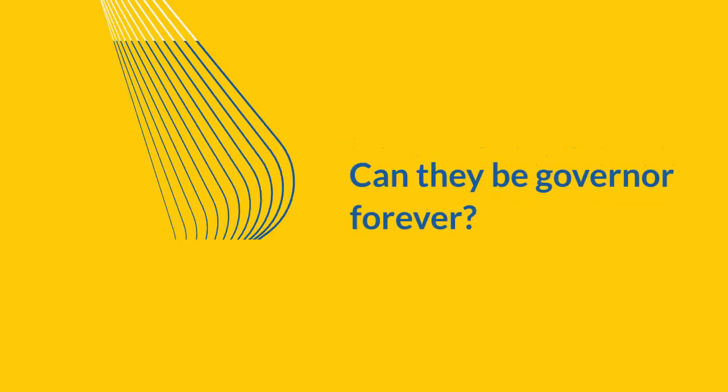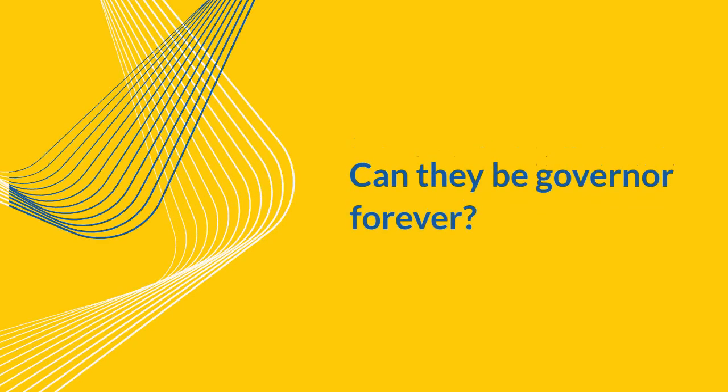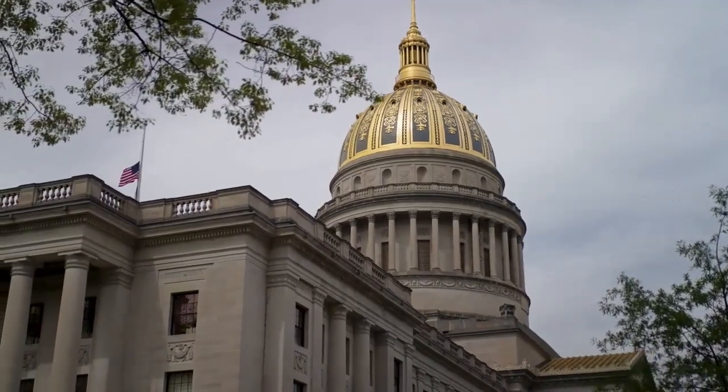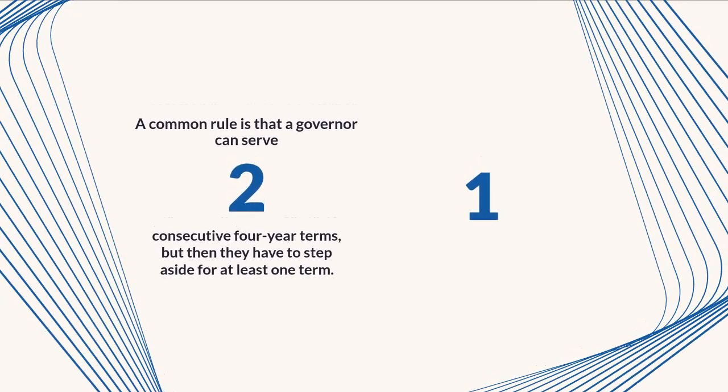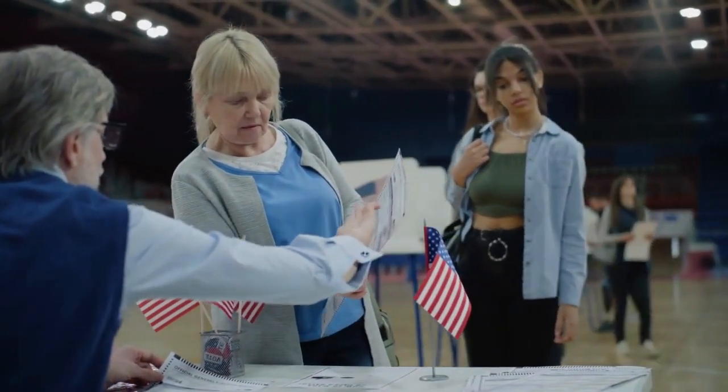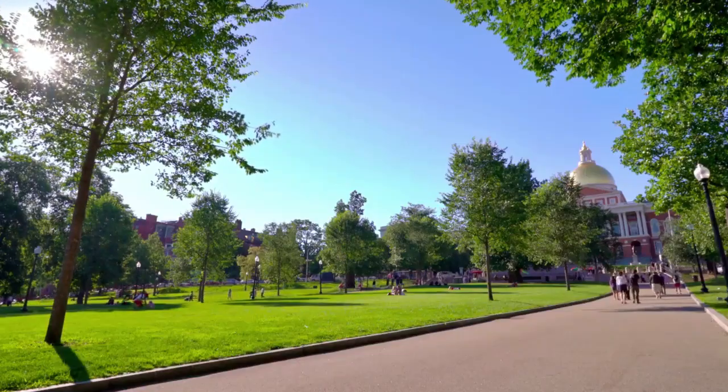But can they be governor forever? Not usually. Most states have term limits. A common rule is that a governor can serve 2 consecutive 4-year terms, but then they have to step aside for at least 1 term. This prevents one person from holding the state's top job for too long and encourages new leadership.